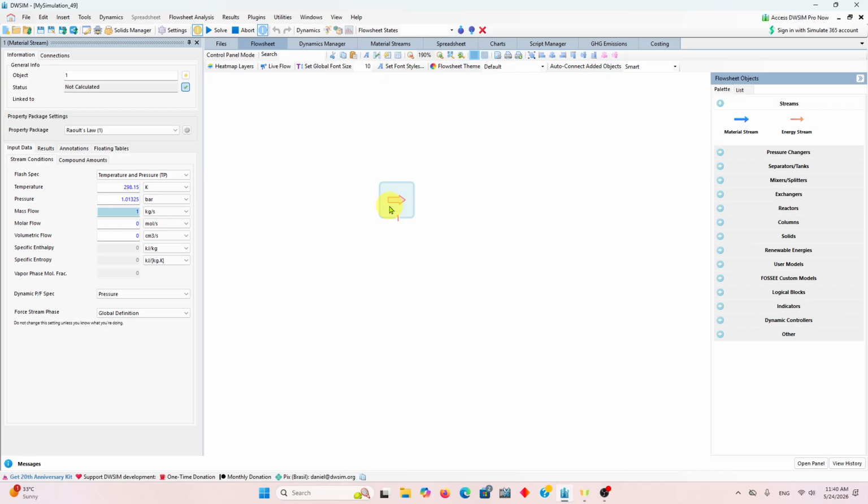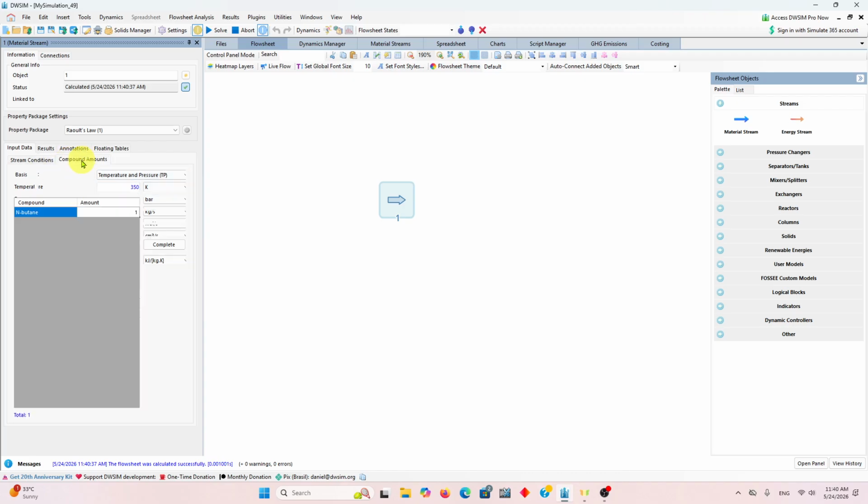Double click on this material stream and mention the temperature, 350 Kelvin, and the pressure is 5 bar. And for the moles per second, I'm interested in a per mole basis, so I keep 1 mole per second. Let us check the compounds. The compound we have selected is n-Butane, and the compound percentage is 100%, which you can say is a mole fraction of 100%.